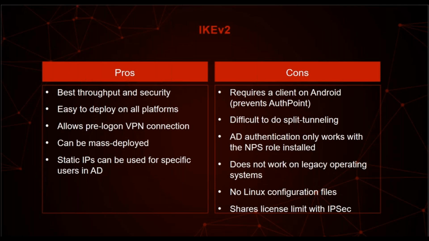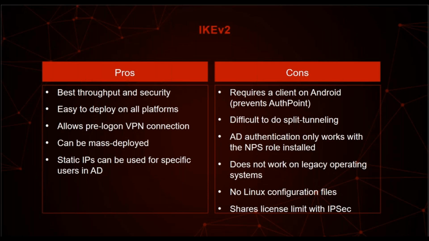related to it are the best throughput and security. It's easy to deploy on all platforms and allows pre-login for VPN connection. So again, this is one of the features that some enterprises are looking for. It can be mass deployed. One of the things that applies to all these three points above is that it's definitely going to make your life easier if you know scripting and you have an Active Directory, and you can run the script, test it, and after that mass deploy it using GPOs. Static IPs can be used for specific users in Active Directory.